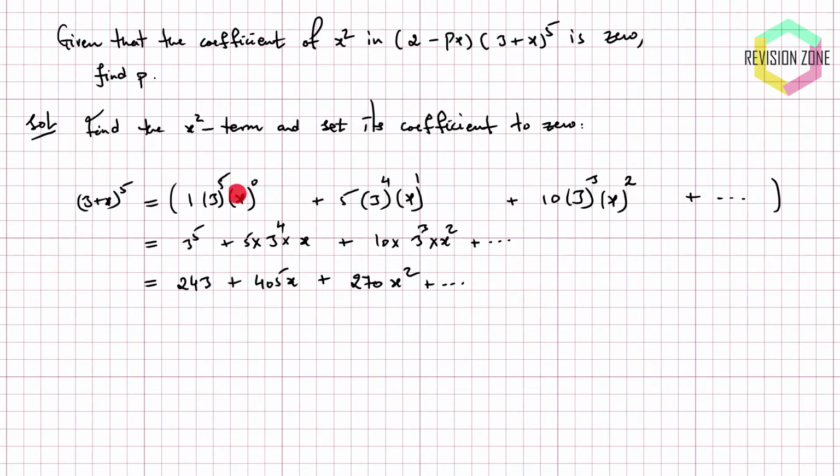We tidy up this term here as 3 to the 5, because x to the 0 is going to give me 1. And then 5 times 3 to the 4 times x, that's what I have. And then finally, the x squared term for this bracket is going to be 10 times 3 cubed times x squared, which is what we have here. And we can work these numbers out using our calculator, and we get this expansion. Technically, the expansion continues, but as I've said, we don't need those terms, so there's no point working them out. Okay, so at this stage, we need to take this and multiply it by 2 minus px.